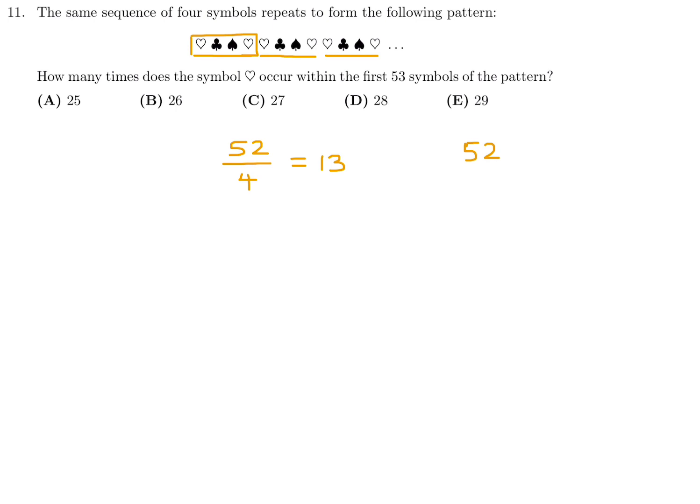And in those 13 times, the heart will appear twice in each. So in the full 13, the heart will appear 13 times 2, which is 26. Okay, but hold on though. It's not 52, it's 53 is what they're asking. So that means there's one more symbol after you do the 52.